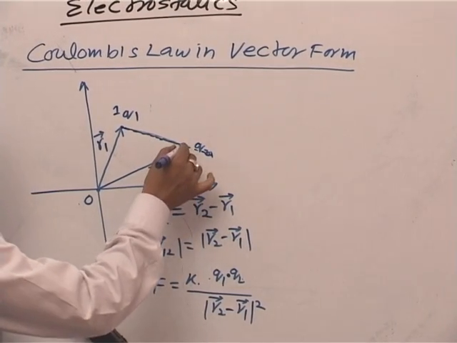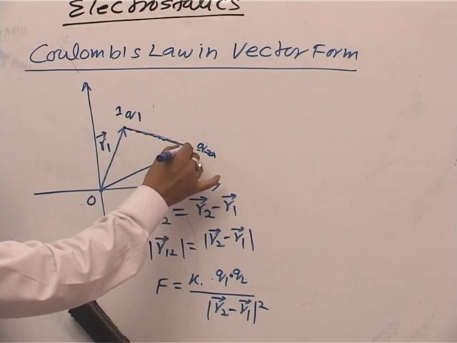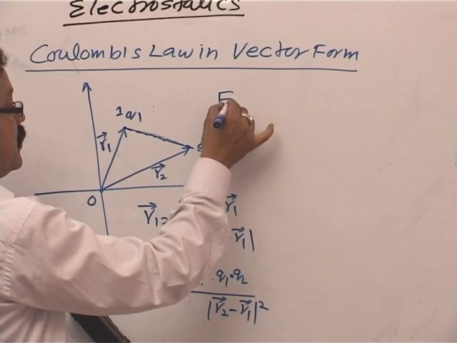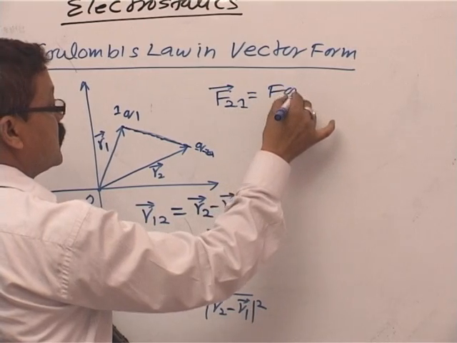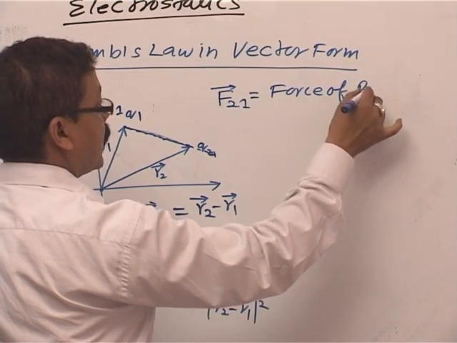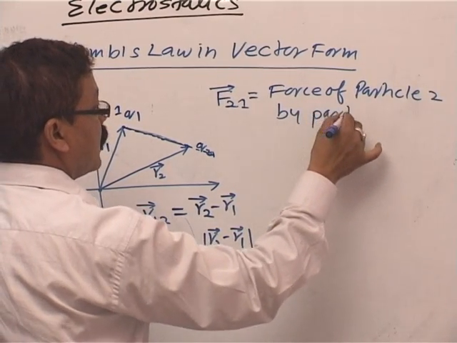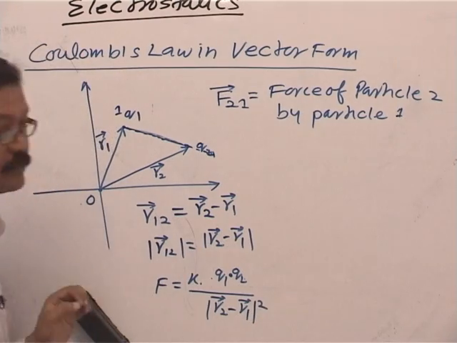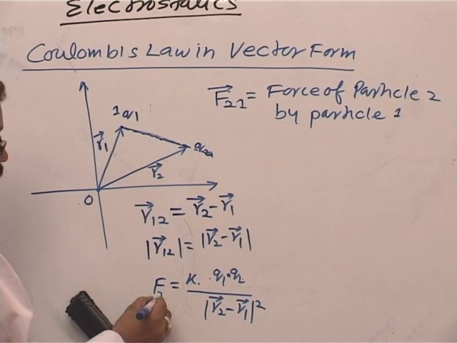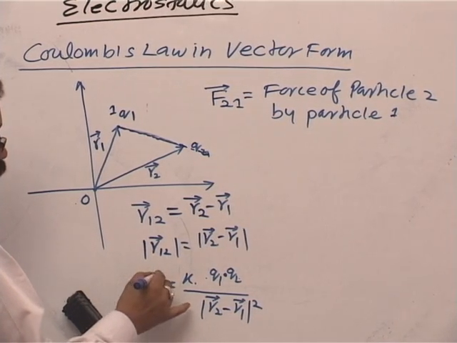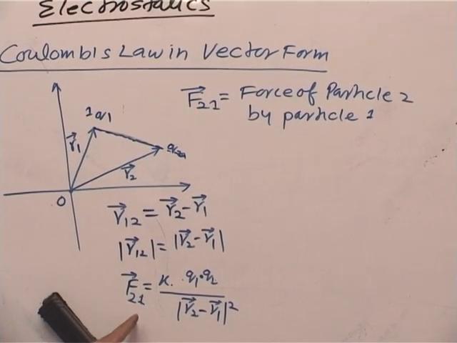Now let's be more specific. Suppose I am taking the force exerted by 1 on 2. So we will write F21. This means the force on particle 2 by particle 1. Using this notation, here also I am finding the force on 2 by 1.